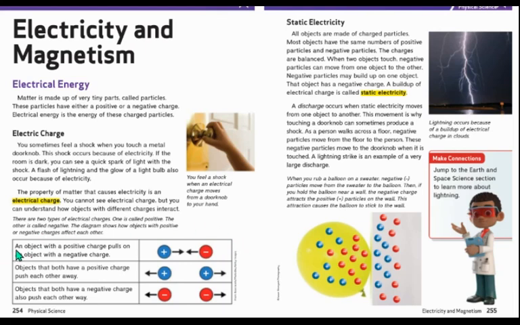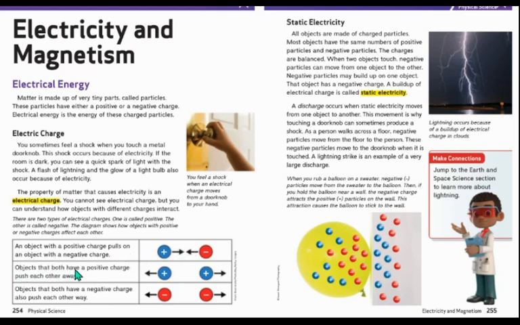The diagram says an object with a positive charge pulls on an object with a negative charge. So we have the positive charge and a negative charge. And when you have two of the opposite types of charges, they attract, they pull together.